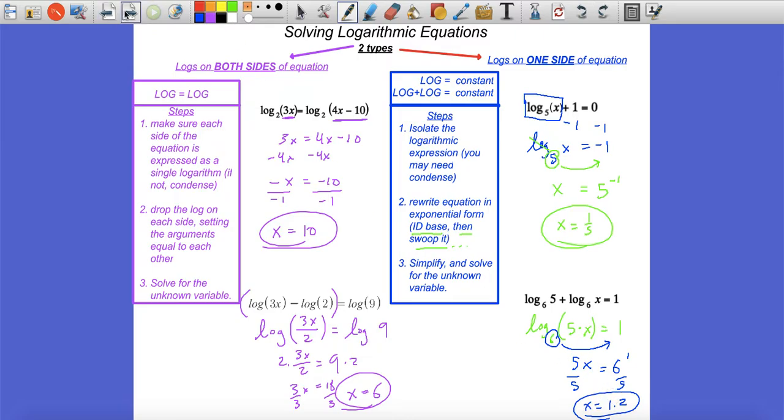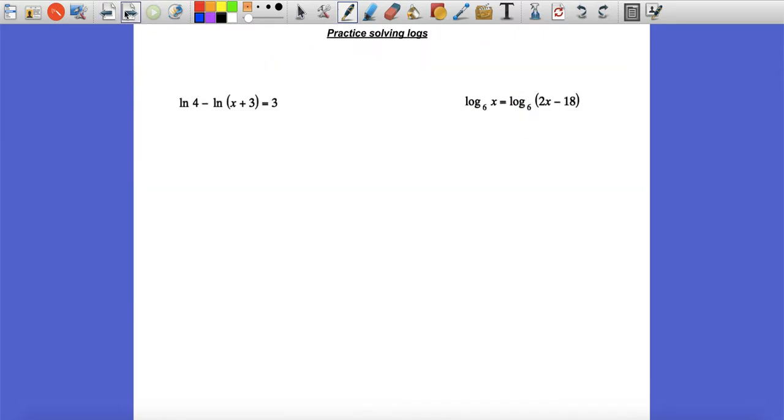All right, let's practice a couple more solving logs. So when we're solving logs, we always have to decide what's our approach. Is it log equals log, where logs are on both sides? Or is it logs equal a constant, where there's only logs on one side of the equation?